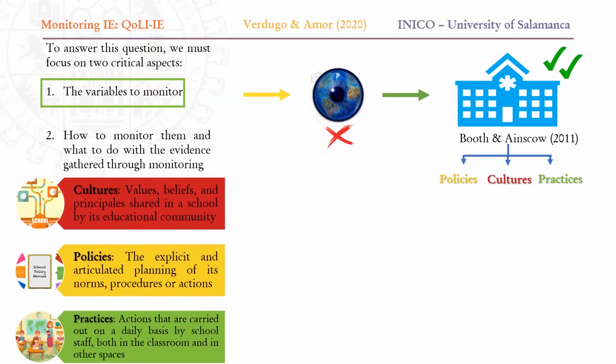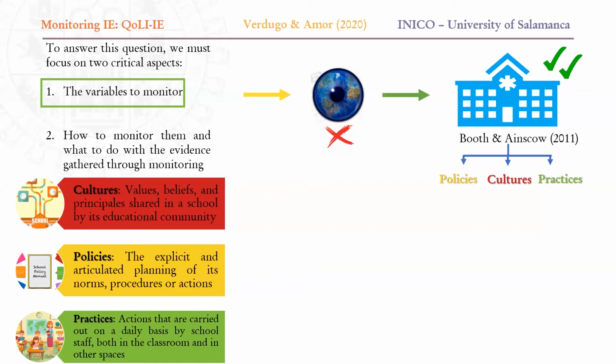By school cultures, in plural, we refer to the values, beliefs, and principles shared in a school by its educational community. We talk about cultures and not about culture in singular, because in each school, several cultures can coexist, and they can be consistent or contradictory. Cultures are often reflected in institutional projects and also in the vision, mission, and values of the school. School policies refer to the explicit and articulated planning of its norms and procedures of action.